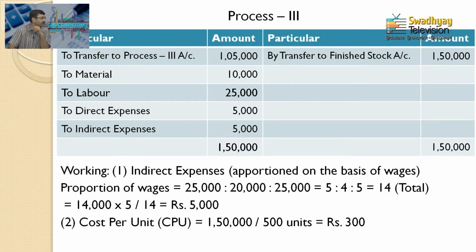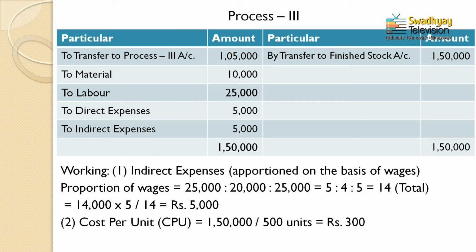The total amount of process 3 cost is 1,50,000, and this 1,50,000 rupees has to be transferred to the finished stock account, and again the cost per unit is calculated. The 1,50,000 rupees is the total cost. 500 units were manufactured so far as the 3 processes are concerned, and that's why the cost per unit is rupees 300. So 300 rupees is the cost per unit. Now see here, this is your final answer.